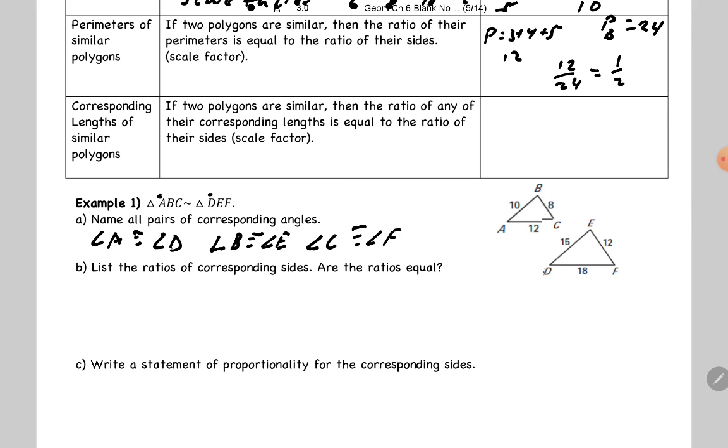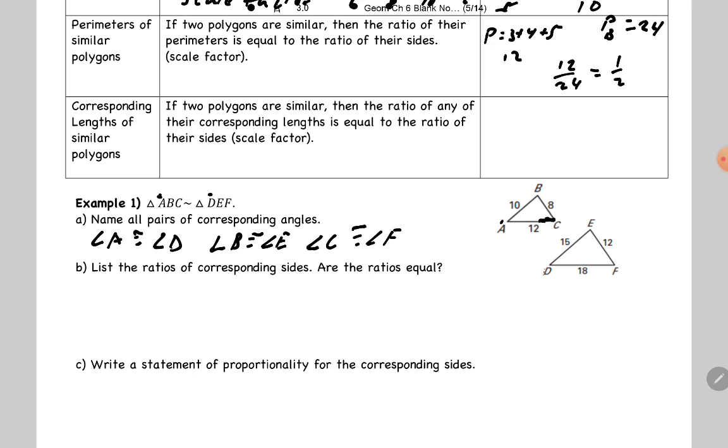Now you don't even have to look at the picture. But if you look at the picture here, the length of AB is corresponding to the length of DE, because it's the left side, the 10. The bottom is the 12 and 18, and the right side is the 8 and 12.